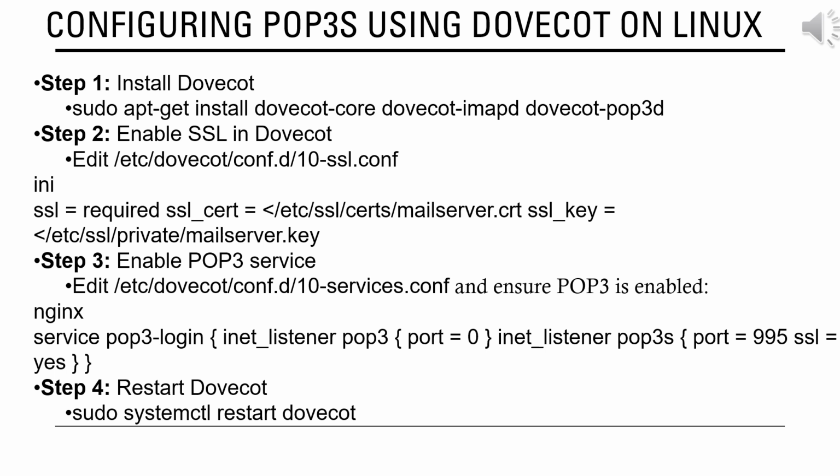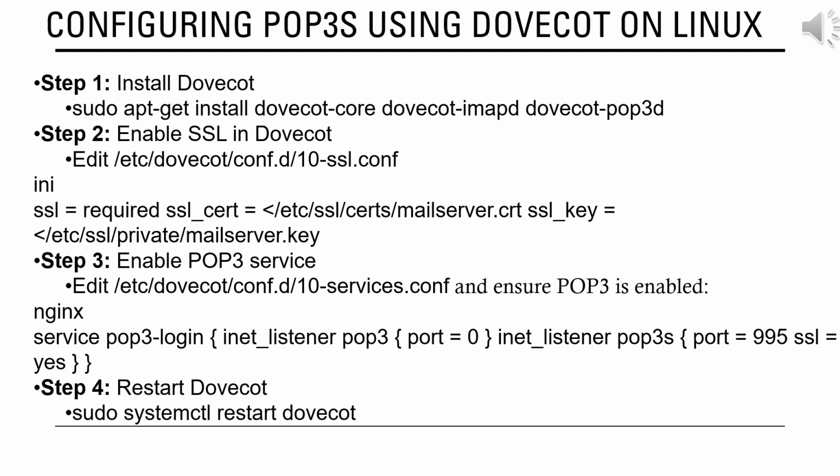All right, next we're talking about configuring POP3S using Dovecot on Linux. Step one, obviously, to install Dovecot, you want to use this code right here, the sudo install Dovecot. All right, and then step two, you want to enable SSL in Dovecot. So you want to use the edit code that you see here. This will edit the config and enable SSL inside Dovecot.